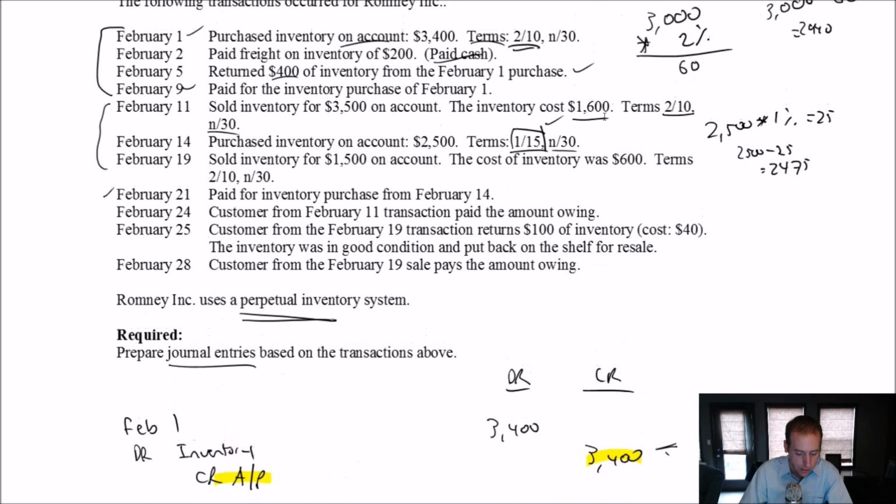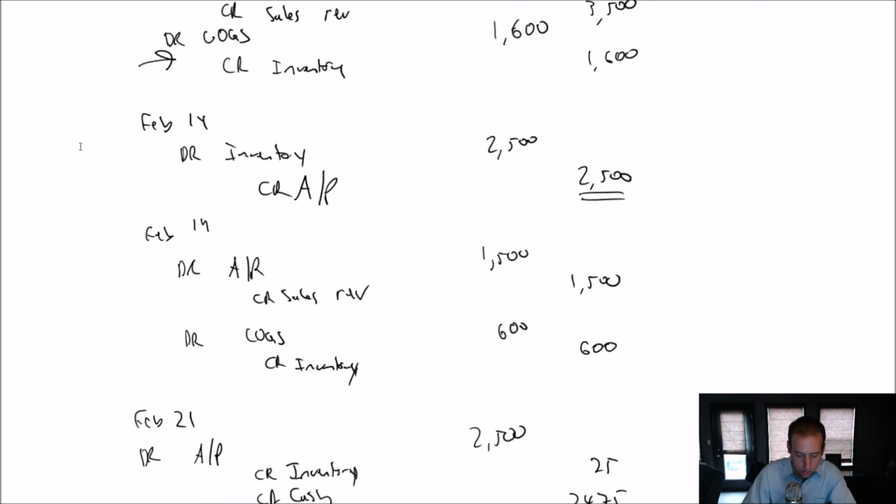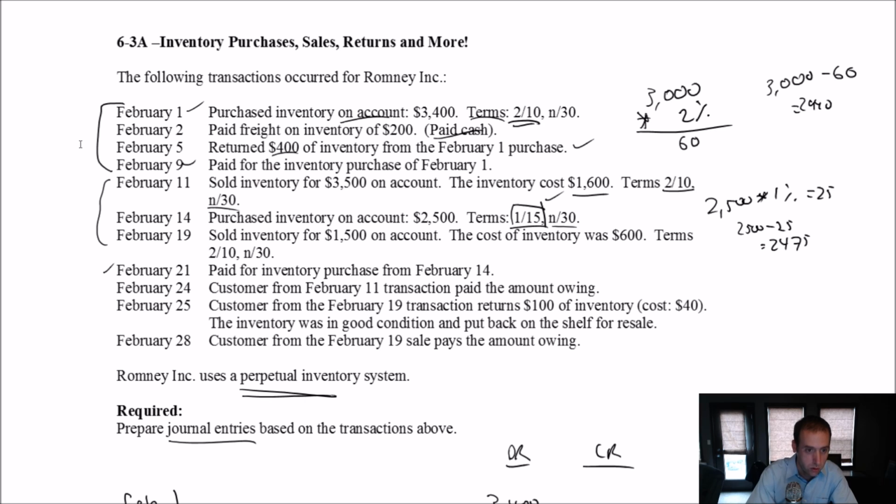Okay. Let's continue. February 24th. Customer from February 11th transaction paid the amount owing. Okay, so February. Whoa, that was an unexpected scroll wheel attack. Let me make sure I got my pen out here. February 11th turns around and pays us on February 24th.